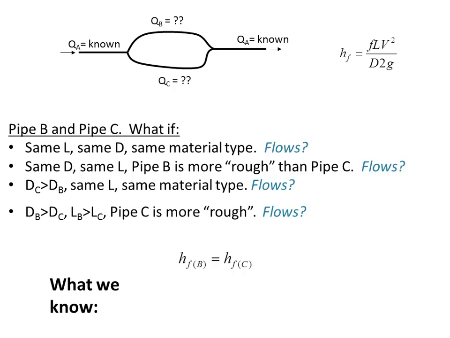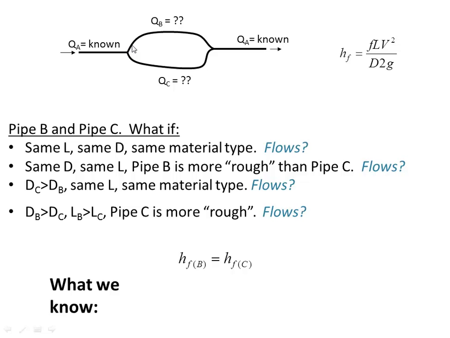And what allows us to account for that is that, regardless of the flow path, the energy loss through B and C are going to be equal. And the reason why is that the water is going from one junction to the other. It's going to have some amount of energy at this first junction. It's going to have less energy at the second junction.